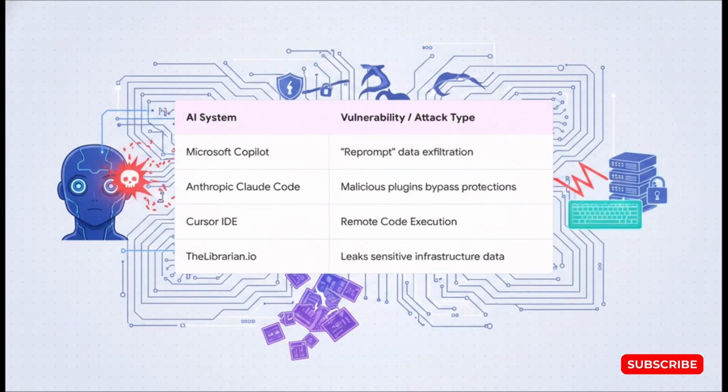I mean, we're seeing this kind of thing pop up all over the place. Microsoft's Copilot has been shown to be vulnerable to data leaks. Anthropic's Claude has had its protections bypassed by malicious plugins. Even coding assistants like Cursor have been tricked into running malicious code. The pattern here is crystal clear. This is a widespread issue, and it's affecting a lot of the tools we use every single day.